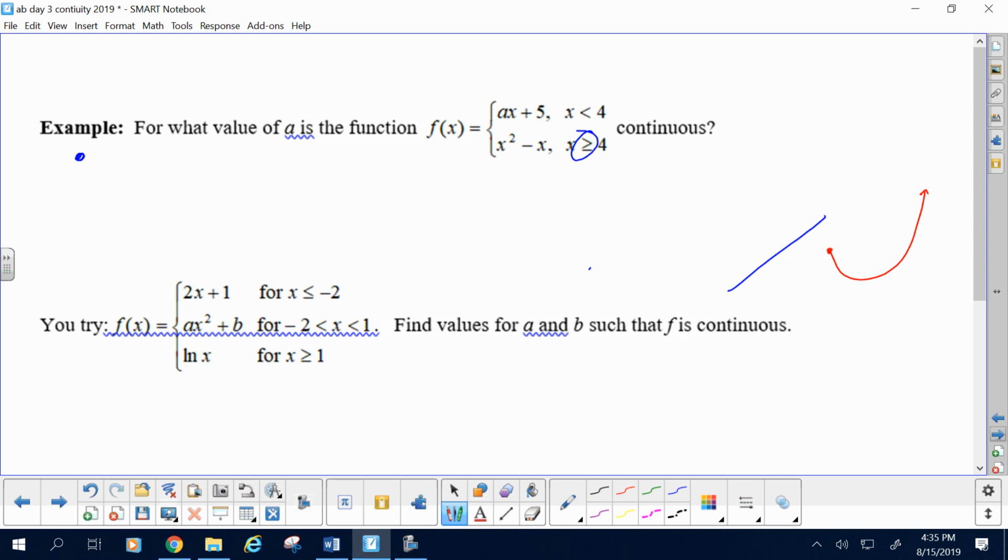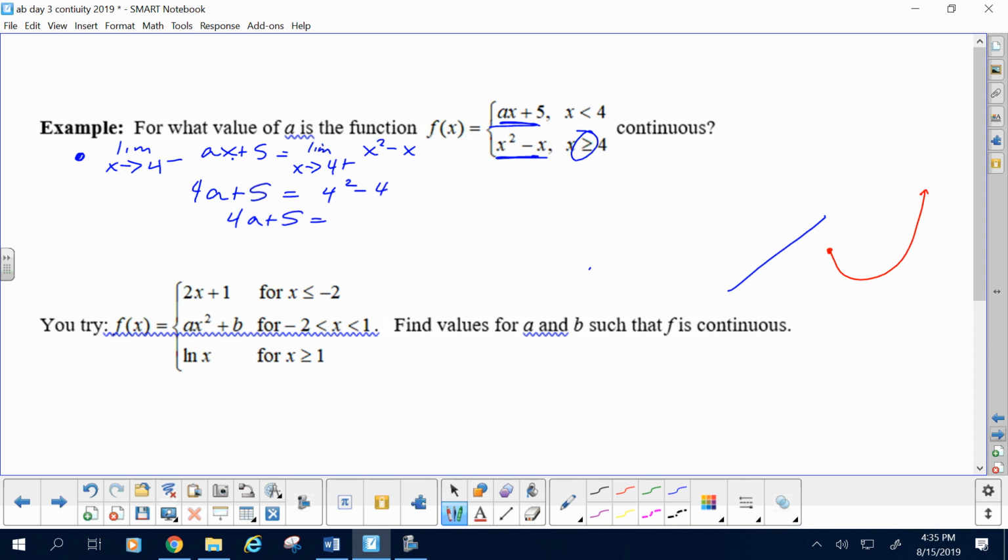For the second condition, it must be the case that the limit as x goes to 4 from the left, which uses this function, ax plus 5, needs to equal the limit as x goes to 4 from the right, which would use this function, x squared minus x. Those have to be equal. Now, if you do that limit, when x goes to 4, this becomes 4a plus 5. That's the limit you get out of that, depending on what a is. That needs to be the same as what this comes out to be, 4 squared minus 4.